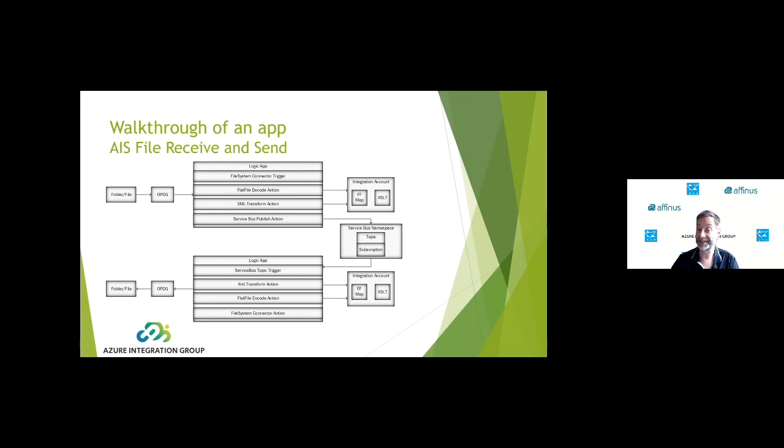Then we do a flat file encode, which again uses a flat file schema from your integration account. Yes, both of these things do need an integration account. You can use the free integration account, which has support for, I think, about 50 schemas and maps. And yes, there is a cost if you want to use more than that. And then we go to the file system connector, which again uses the on-premise data gateway and publishes out to a file. So this would be a simple way of representing that BizTalk application in AIS.